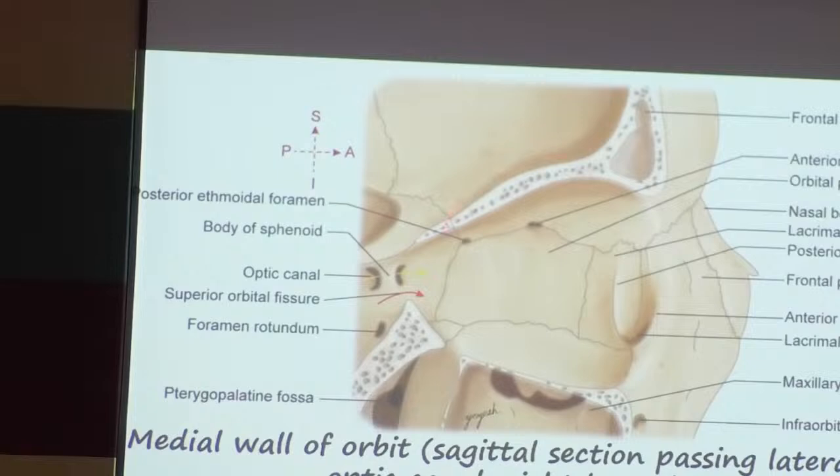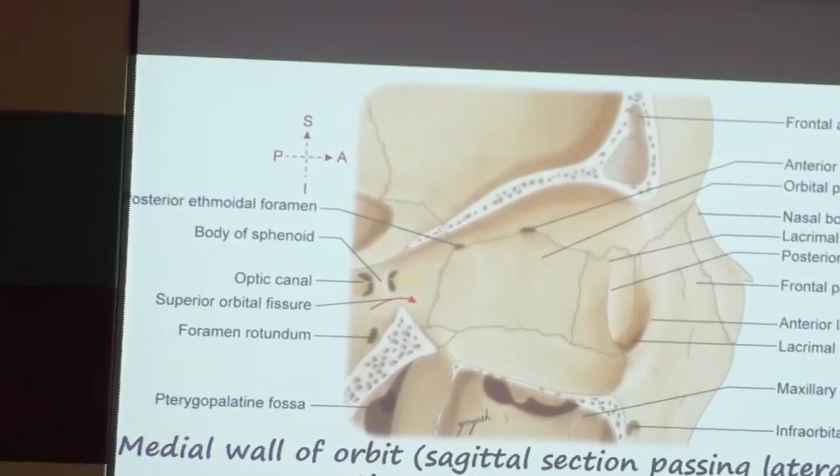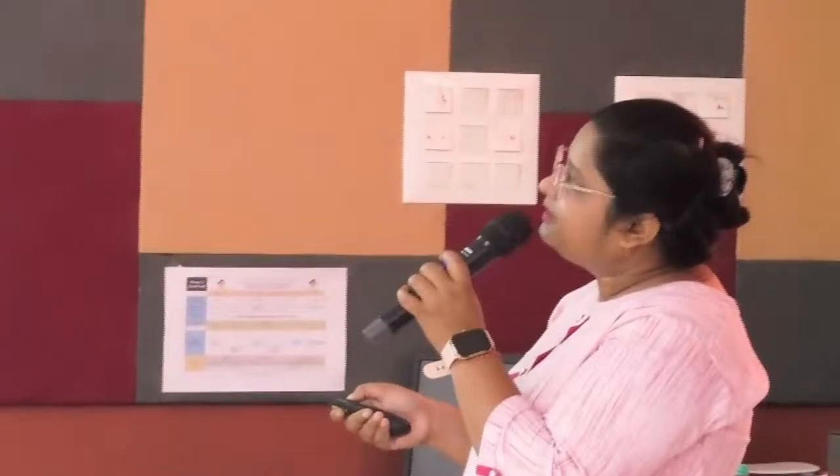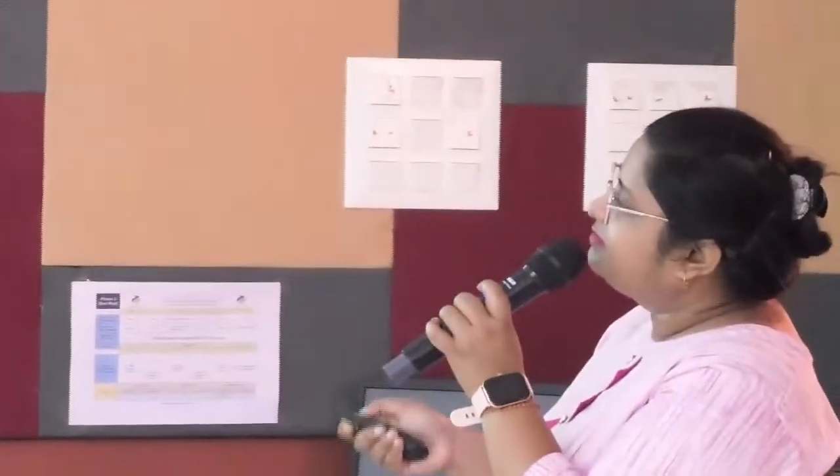This is lamina papyracea or orbital plate of ethmoid. Here is the lacrimal bone. This depression is lacrimal fossa formed by anterior and posterior lacrimal crest, and this is orbital plate of maxilla forming the floor, and this is frontal process of the maxilla.